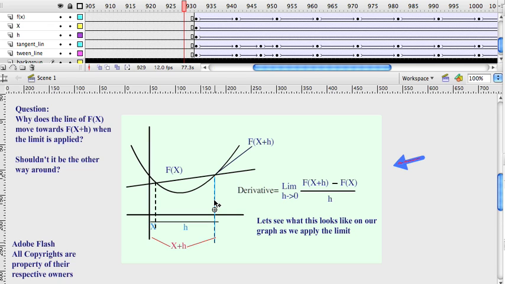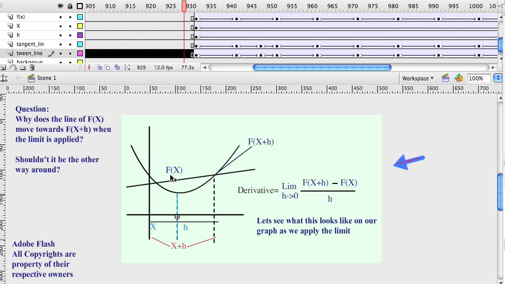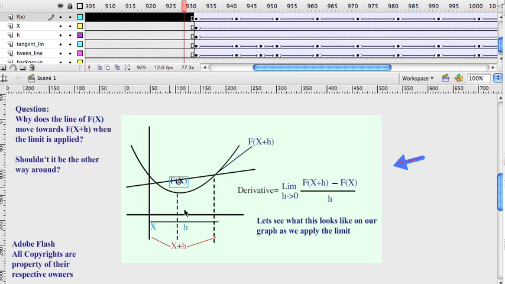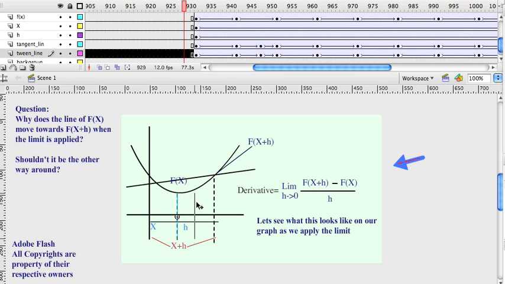If we did it the other way around, it would be better to show the f of x plus h line moving towards f of x. Technically speaking, because f of x is constrained, x has to be in the domain of f of x. But beyond that, we can pick our x anywhere. It's just a random variable. We haven't defined it at this point.